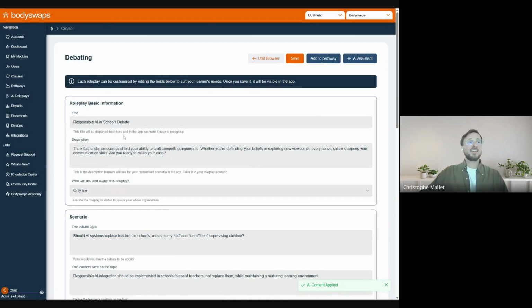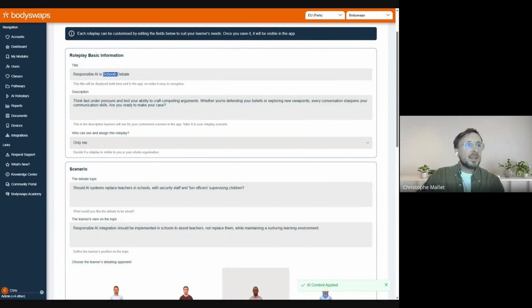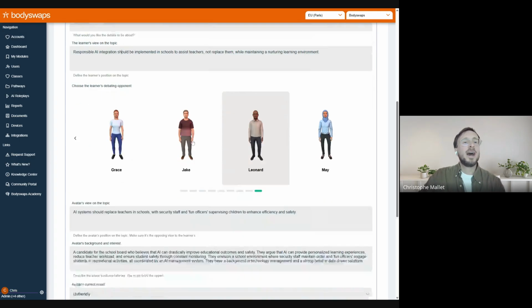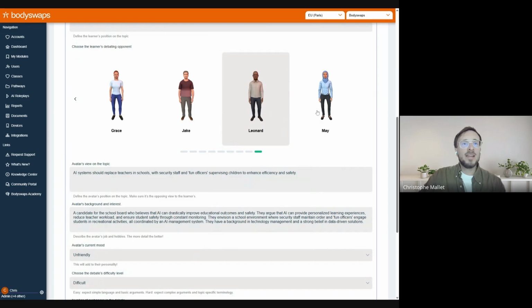So we've got the AI assistant. It's creating a title, a description. My organization can assign this. We get the topic. So the learner's view of the topic, that's your view. You can change whatever you want. And then we're going to be against Leonard in that case, but you can pick any opponent.